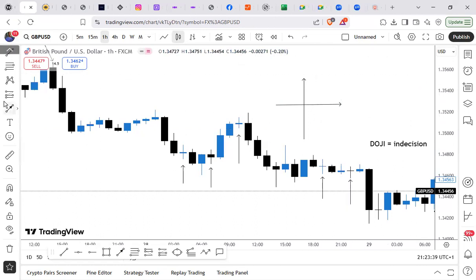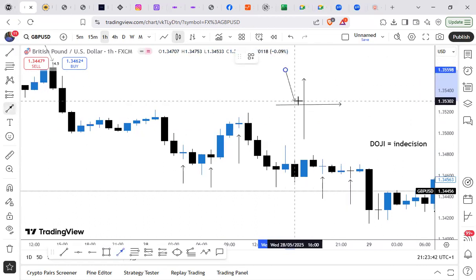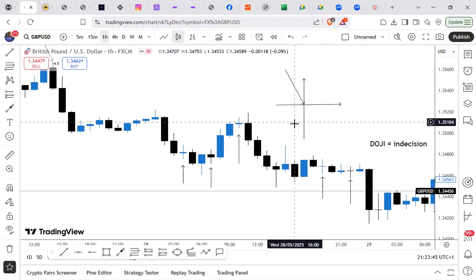It means that the sellers were coming in, and also the buyers were coming in. So they had equal pressure, equal momentum, and it led to an indecision in the market. That is why we have the doji. So the doji represents indecision. Primarily, it represents indecision.